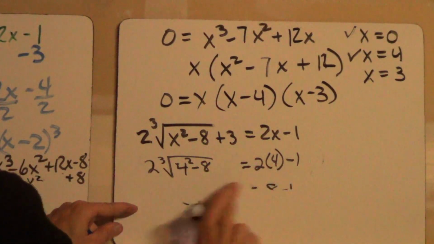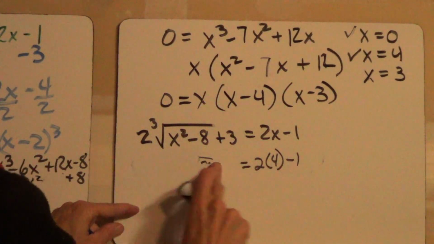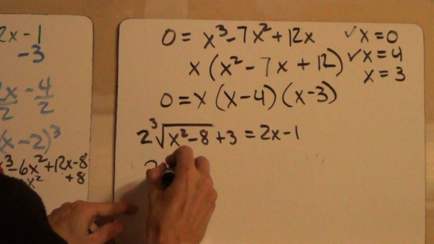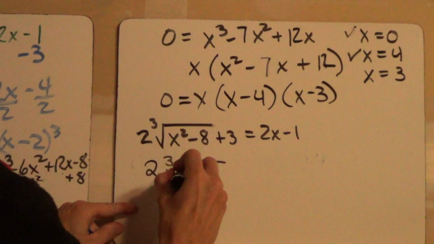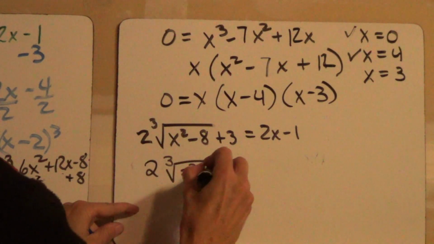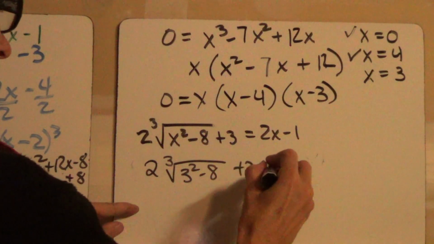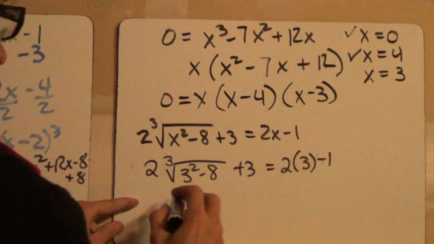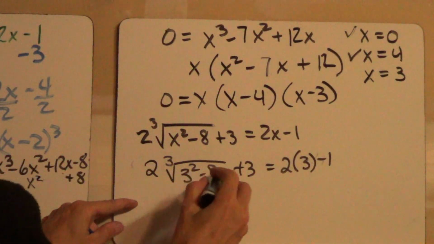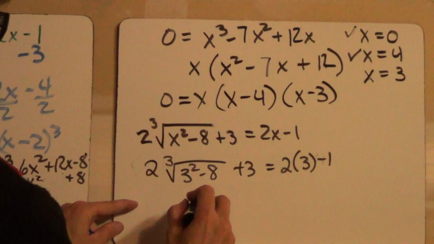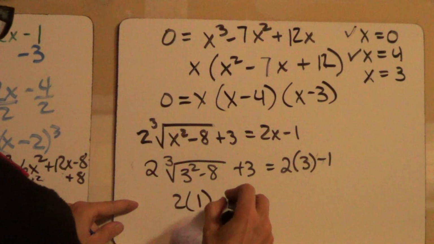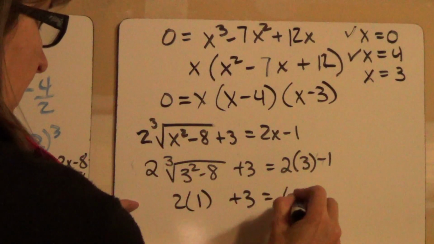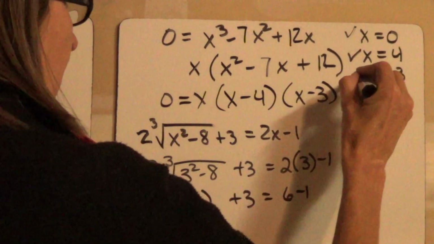Okay? Let's go to the next one. Again, leave your checks there so I can see them, they mean a lot. 2 cube root 3 squared minus 8 plus 3 equals 2 times 3 minus 1. Okay, 3 squared is 9, minus 8 is 1, cube root of 1 is 1, times 2 is 2, plus 3 is 5. And 2 times 3 is 6, minus 1 is 5. So all 3 of those check.